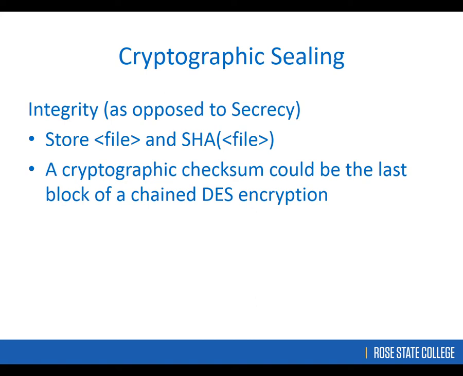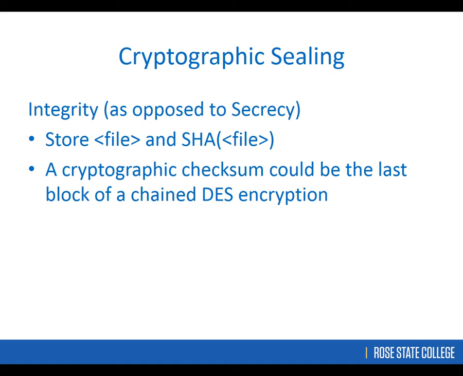Okay. So cryptographic sealing gives us integrity rather than secrecy. So I'm not really worried that you can see it, kind of like a mortgage document. I just want to know it's real. Okay? I don't care if you see it. Obviously, mortgage documents are published. They're public record. But wouldn't it be nice if it's real? It's the correct document. So what we do there is we store the file and the hash of the file. So if we take the file again later on and hash it again, we should get the same result if the file has not changed. So we can always go back and check it. It gives us integrity to make sure the document has not changed.